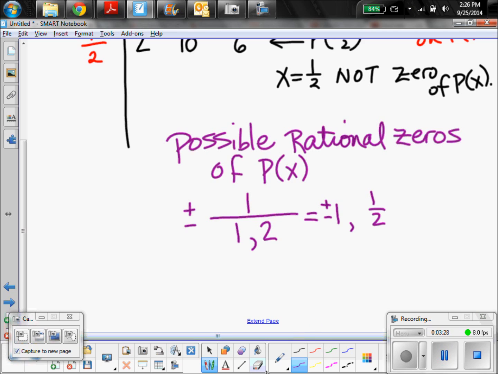So that's 1, 1/2, let's see. That's 1, that's 1/2, that's -1, and that's -1/2. We've already realized that 1/2 is not a 0, so if we needed to, which we will do later on, we could actually try the 1, the -1, and the -1/2 to see if those are actual zeros of the function.